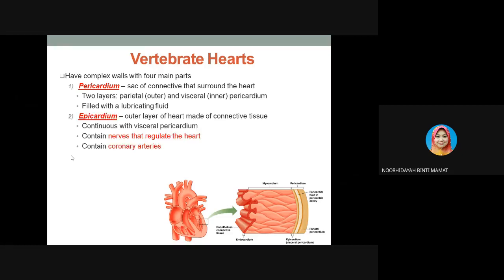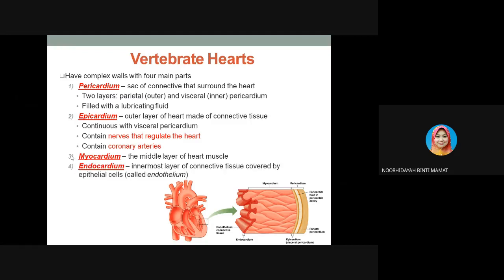So in the last lecture, we already learned about the function of the circulatory system. We also have the different types of circulation, the open and closed. We also studied the circulatory systems in arthropods, insects, mollusks, annelids, and also chordates, including the vertebrates. So today we are going to continue with the vertebrate hearts.